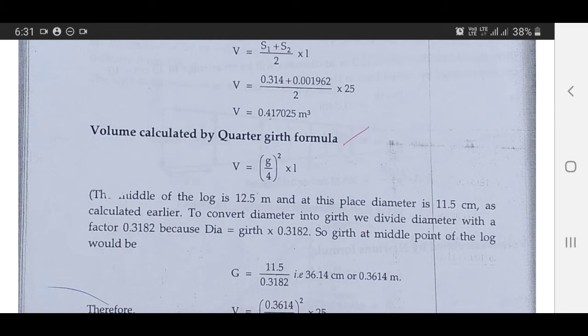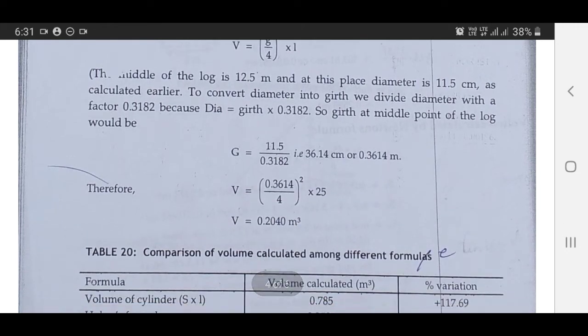So girth at middle point of the log would be G is equal to 11.5 divided by 0.3182, that is 36.14 centimeter. Now put these values in the formula. B is equal to 0.3614 upon 4 whole square into 25. Volume comes, that is B is equal to 0.2040 cubic meter.